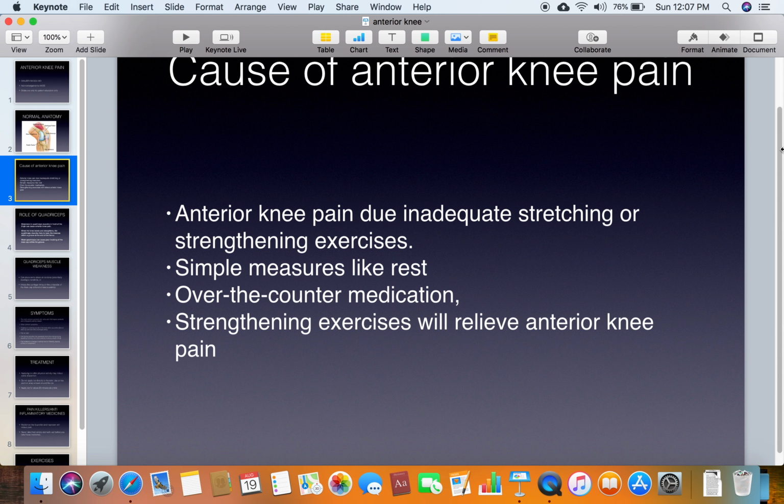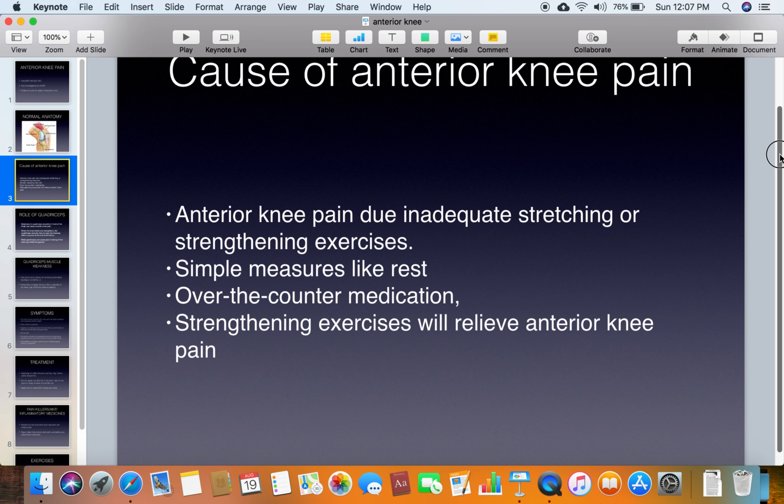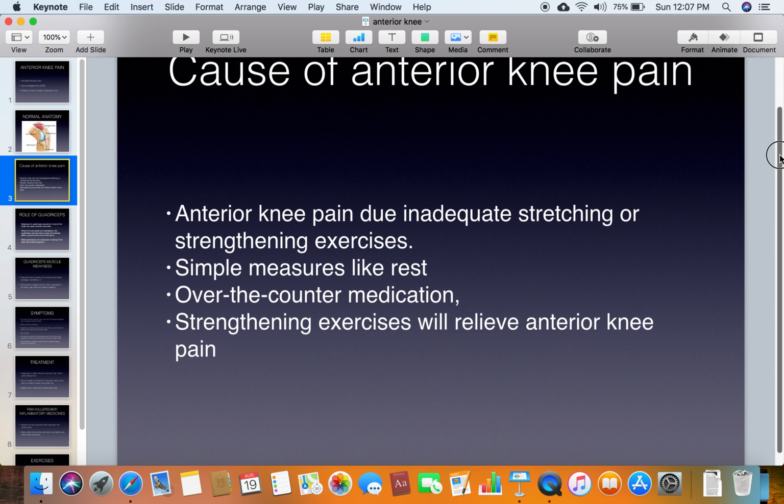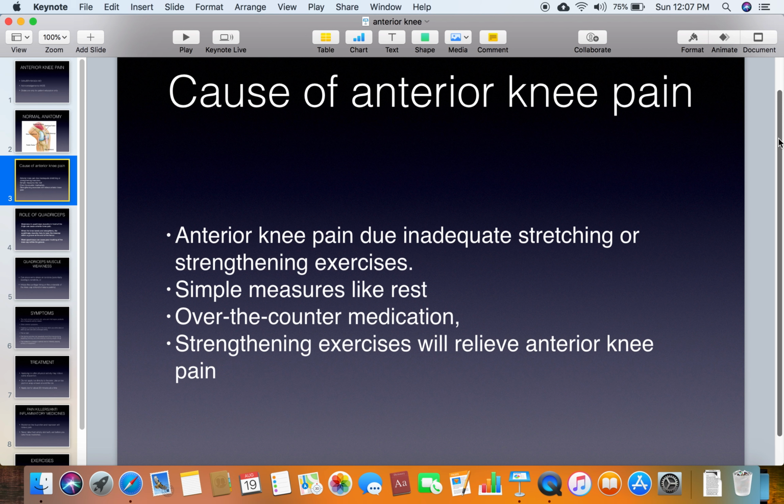Now, why do we have pain in the anterior aspect of the knee? It is because of inadequate stretching and strengthening exercises. By resting, by taking over-the-counter pain medication and strengthening exercises, one can relieve the anterior knee pain.